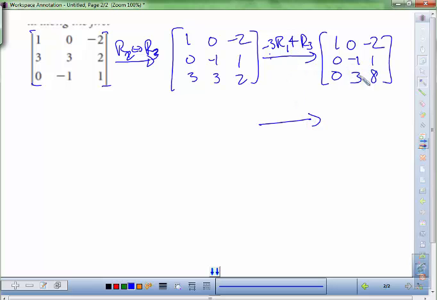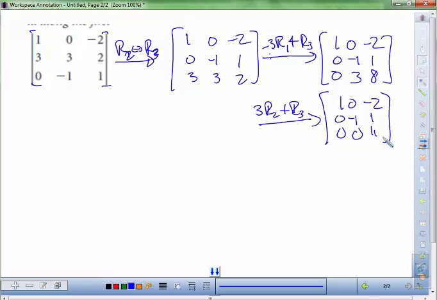And then one more to get rid of this. Let's multiply the second row by positive 3 and then add it to the third row. So 1, 0, minus 2; 0, minus 1, 1; and this becomes a 0, 0, and then 3 plus 8 is 11. Okay.